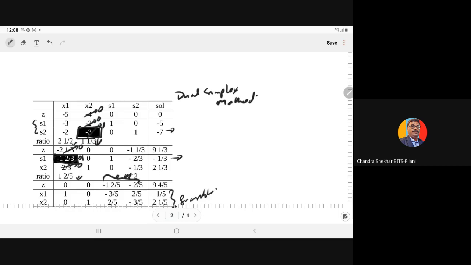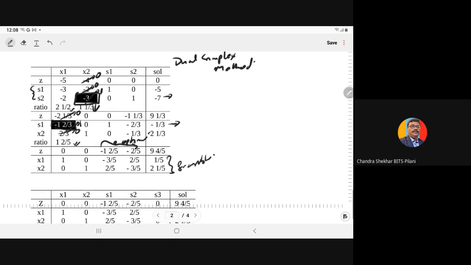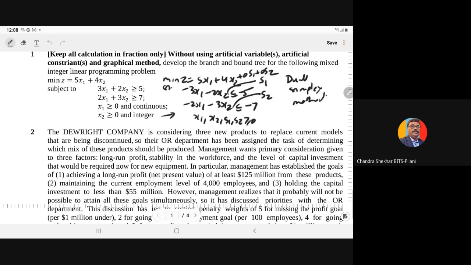This is the optimal table with x1 = 1/5 and x2 = 2 and 1/5. Now in the question, x1 is continuous but x2 is an integer. So due to x2 being an integer, we have to branch over x2. When we branch over x2, we get x2 <= 2 and x2 >= 3.